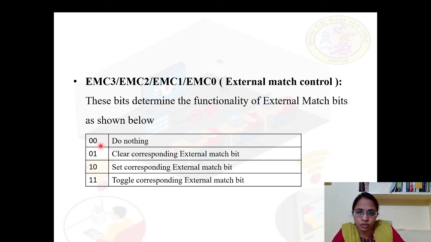If these 2 are 0, 0, then nothing will be done on the match output pin. If it is 0, 1, then the match output pin will be cleared. If it is 1, 0, then match output will be set, and if it is 1, 1, then the external match bit will be toggled.